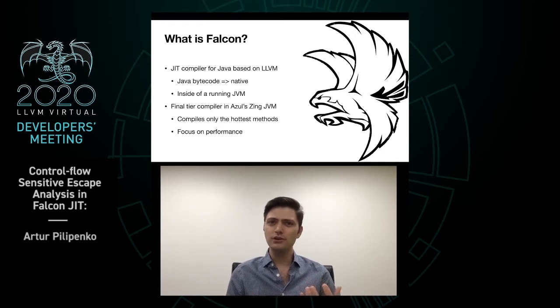It means that we compile only a small fraction of all the methods being executed in the system, but these are the hottest methods, so the quality of optimization really matters for the overall performance of the system. This explains why we care so much about performance and optimizations in Falcon.